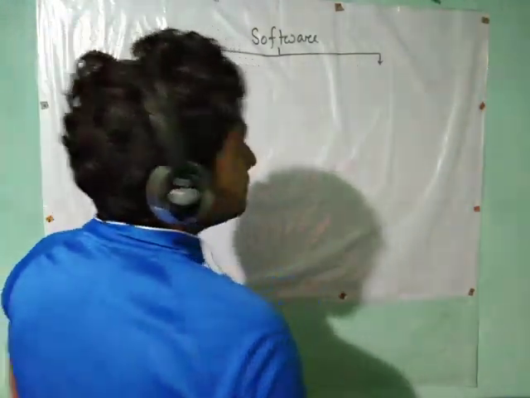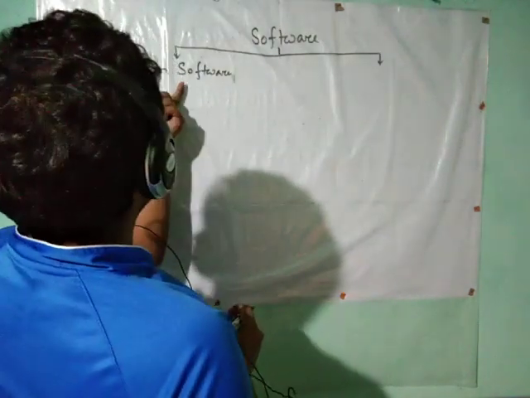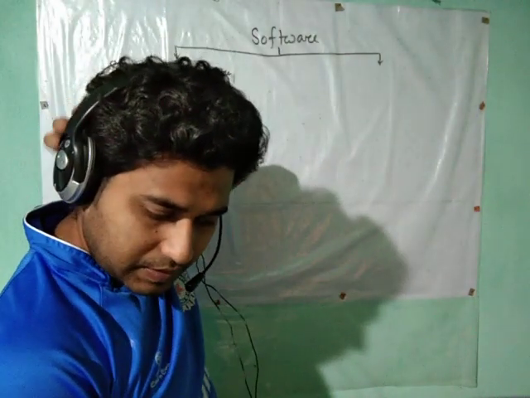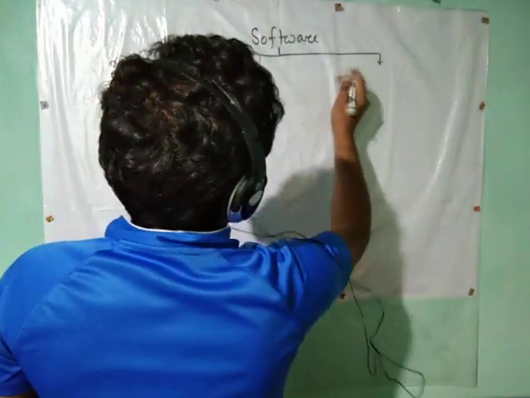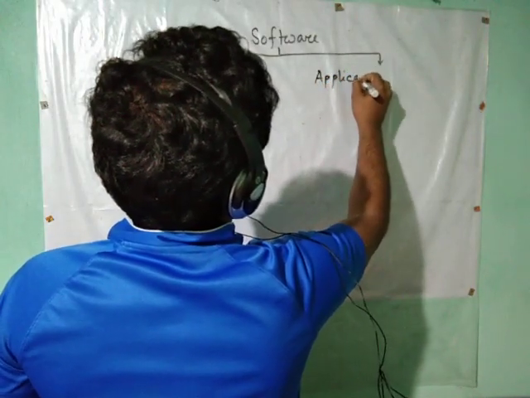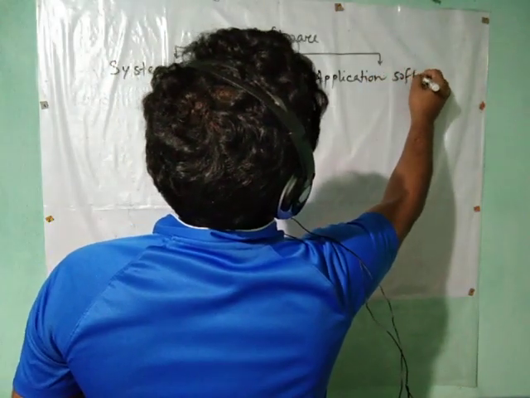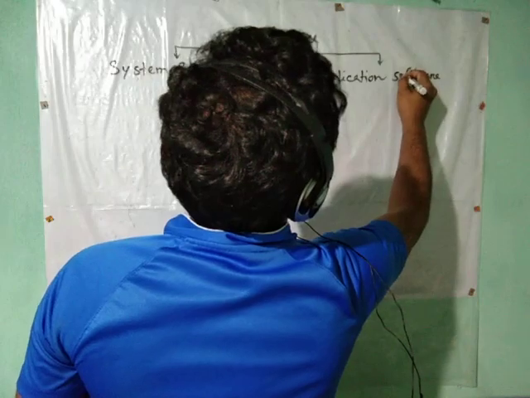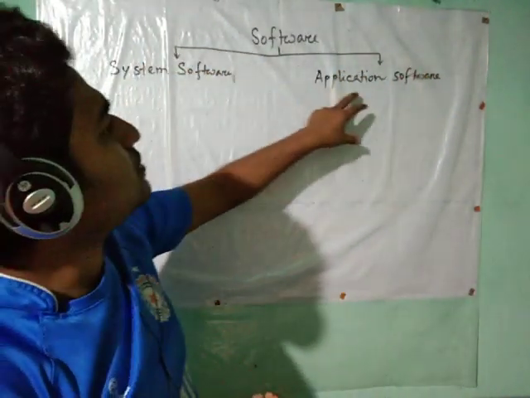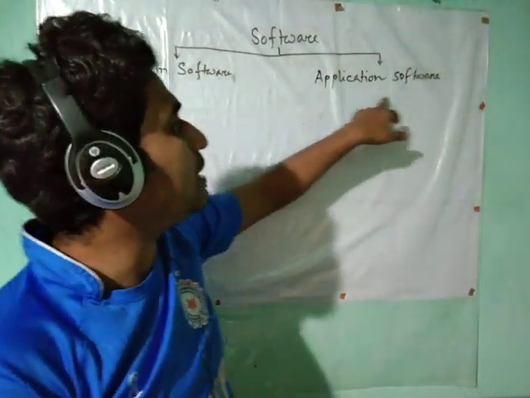Another is, can anybody tell me? First one is system software, and another is what? Another is application software. Application based software. Yes, application software. Now what is the difference between system software and application software? What do you mean by application software?